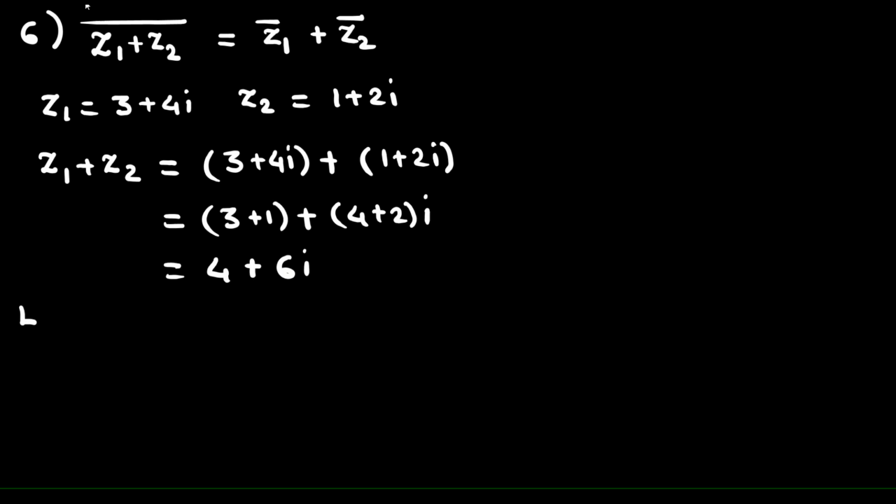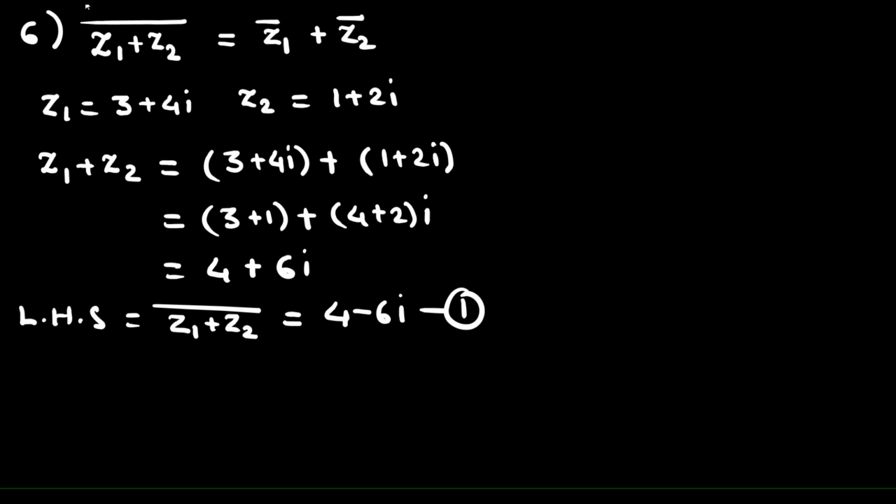Now the LHS of that property, the conjugate of z1 plus z2, we get 4 minus 6i. We'll denote this as equation 1. Then next I will find the value of z1 conjugate. What will that be? 3 minus 4i. And then z2 conjugate will be equal to 1 minus 2i.